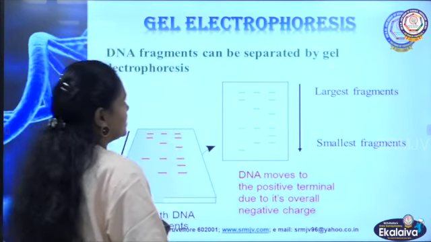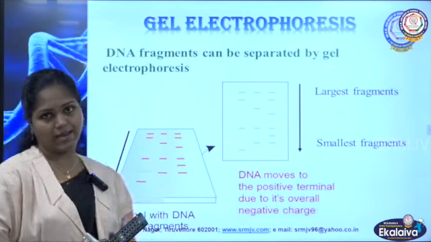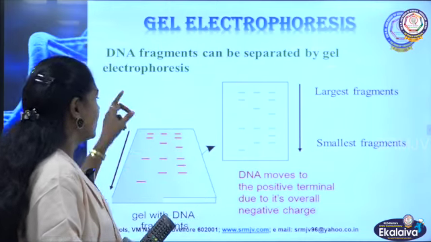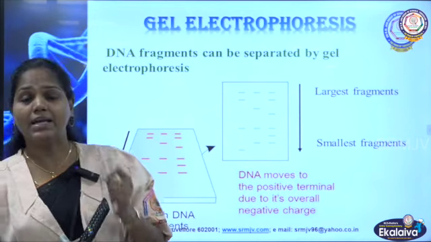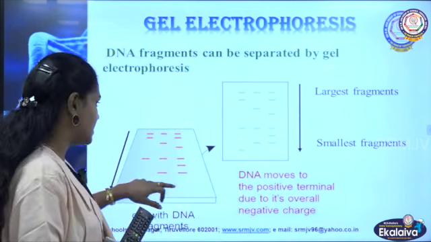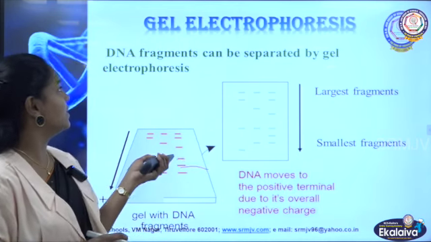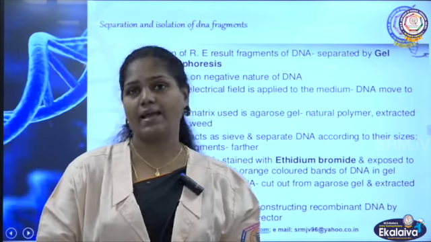For separating these DNA fragments, we are using a technique called gel electrophoresis. On this gel, we can separate our DNA fragments according to their size. We will see that in detail. So, to make the gel electrophoretic unit, you need to prepare an agarose gel.